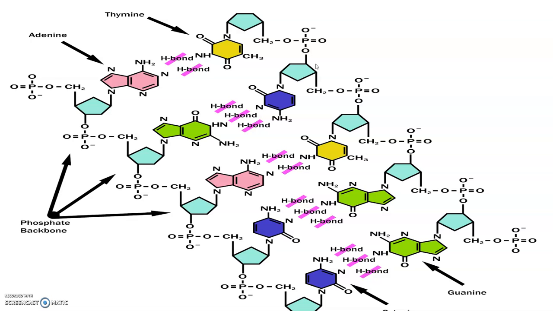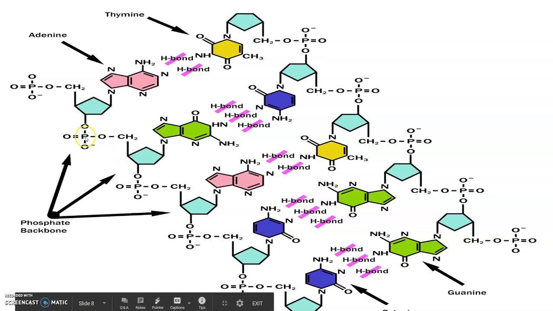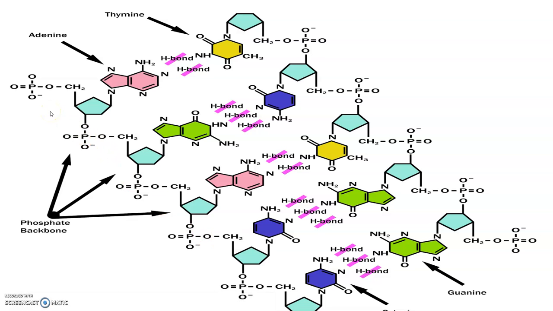Now the nitrogenous bases are linked to sugar and they project from this backbone. So this is the backbone of this polynucleotide chain, the sugar and phosphate.